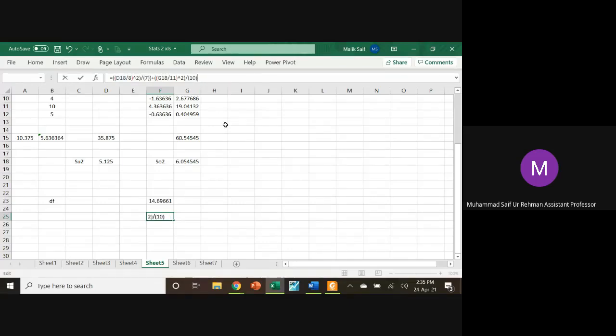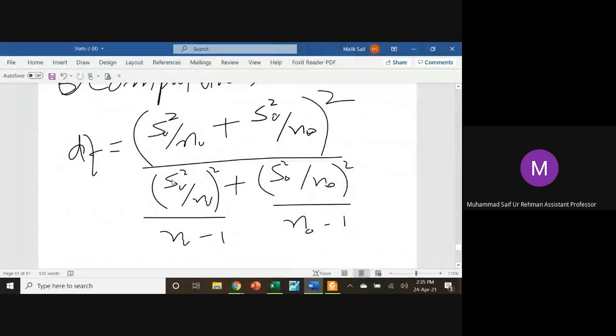You may take values separately. Don't write press over here, plus over here. D18 divided by 8 whole square divided by 7. So if you are doing it in this way, then there is no need of putting braces over here. Divided by 7. Don't put this brace. No, this will be there. Yes, this is the value. So this is the value for this term.